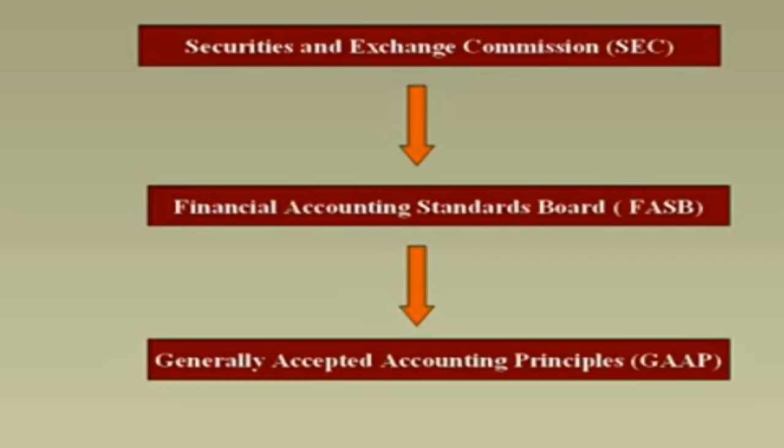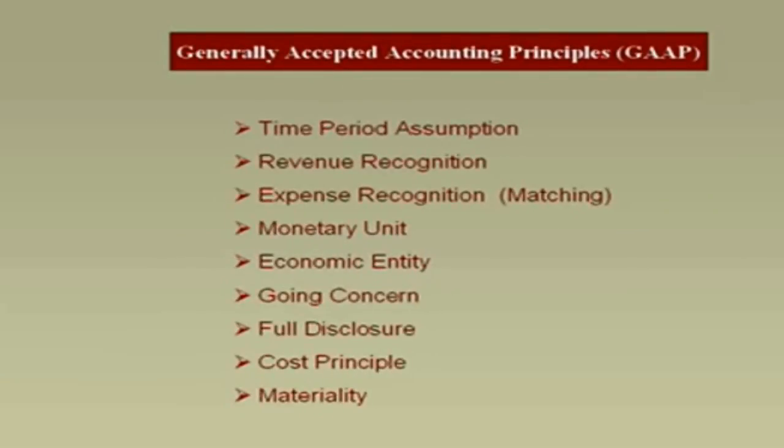The basic accounting concepts that underlie the preparation of all financial statements, as I said before, are called generally accepted accounting principles. There are 9 of them, and I'm going to go through each one of them. They are the time period assumption, revenue recognition principle, expense recognition or matching principle, monetary unit principle, economic entity principle, going concern principle, full disclosure principle, cost principle, and materiality. Let's start with the first one.